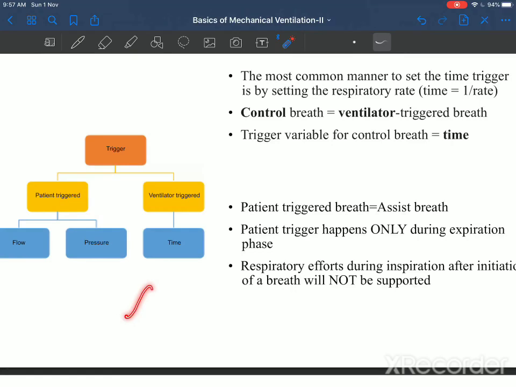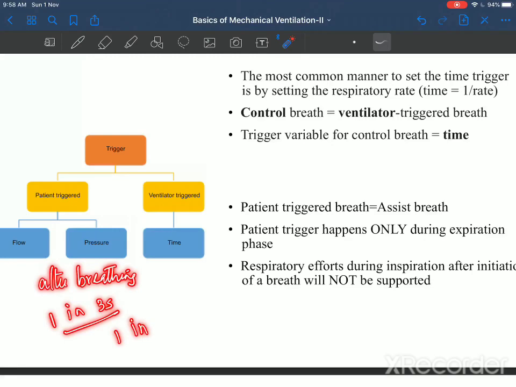You cannot have the patient take a breath during the inspiratory phase and then the ventilator have supported. That's not physiological, correct? So it happens usually during the expiration phase, and the respiratory efforts during inspiration are not supported because again it is not physiological. The advantage with patient triggered breath is that it gives some autonomy for the patient to alter the breathing pattern. Suppose a patient wants to take a breath once in 3 seconds at one point in time, then once in 4 seconds, then once in 3 seconds. It gives autonomy compared to a ventilator triggered breath, where it is going to be set at once per 5 seconds.